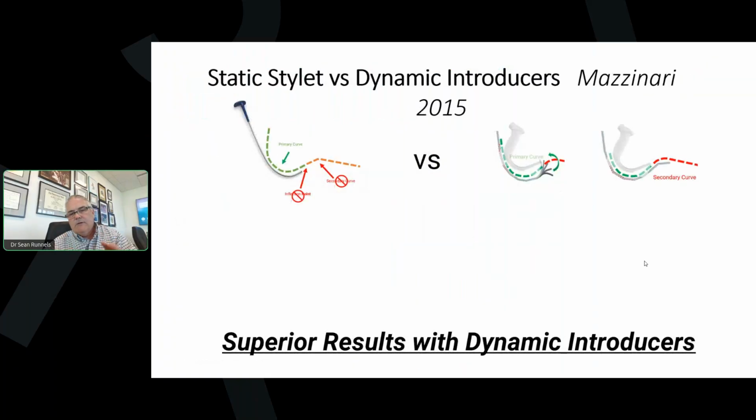Now, Mazanari did a study with static stylets in the form of a GlideRite stylet, a rigid stylet, hyperangulated blades, and dynamic introducers. In this case, the dynamic introducer was an Ambuscope, and they did not hook the visualization capabilities of the Ambuscope up. So it was simply a blind dynamic introducer. All of the visualization came from the hyperangulated video laryngoscope blade. And what he saw was superior results with dynamic introducers.